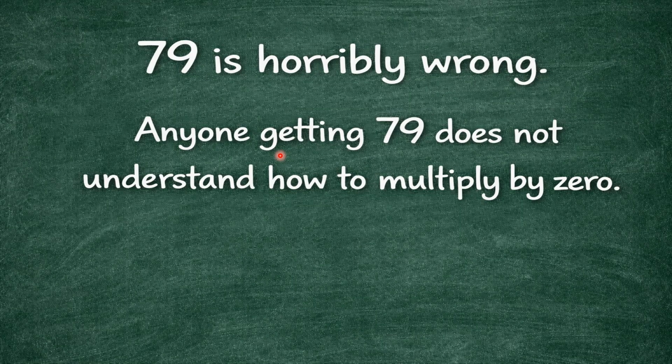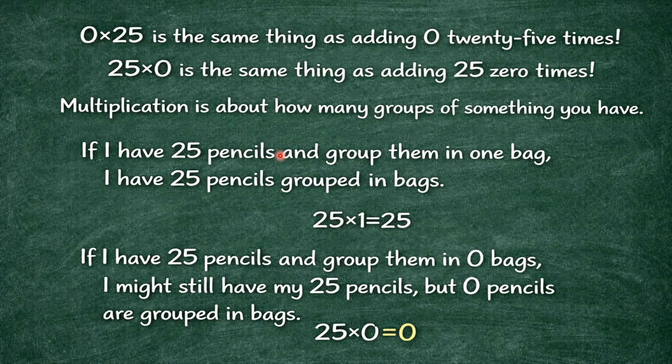79 is horribly wrong. Absolutely horribly wrong. And the issue here is that anyone getting 79 does not understand how to multiply by 0, which is really stunning. 0 times 25 is the same thing as adding 0 25 times. 25 times 0 is the same thing as adding 25 0 times. That's what multiplication means. Multiplication is about how many groups of something you have. If I have 25 pencils and group them in one bag, I have 25 pencils grouped in bags.